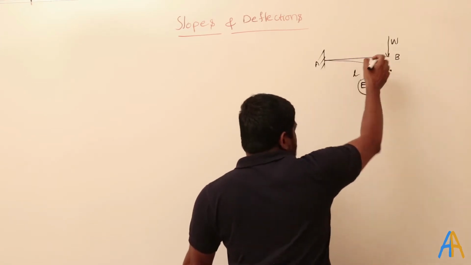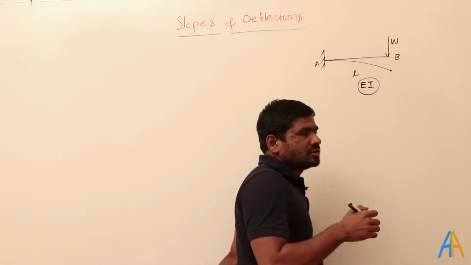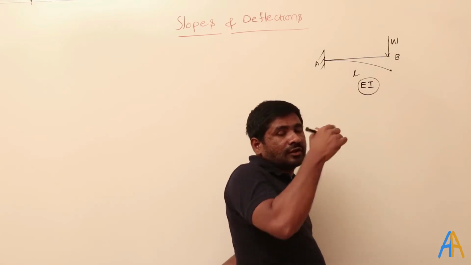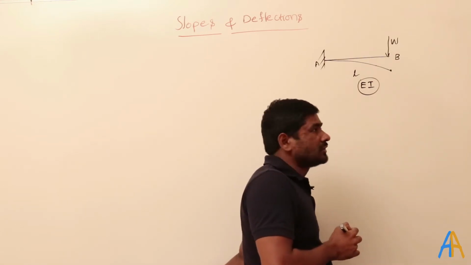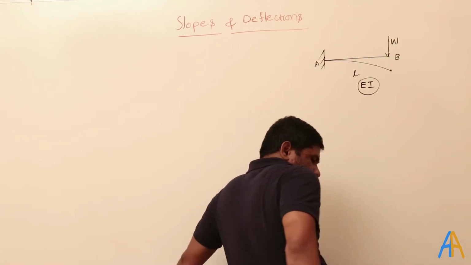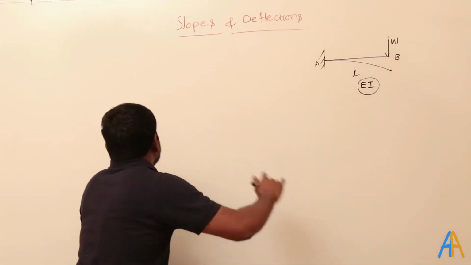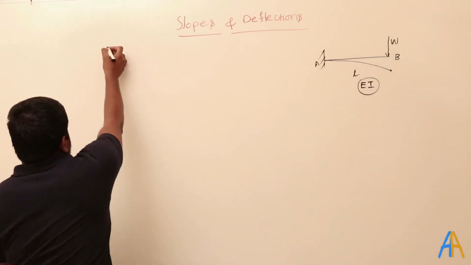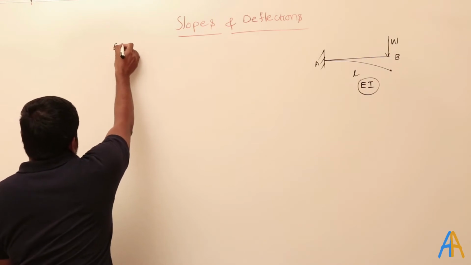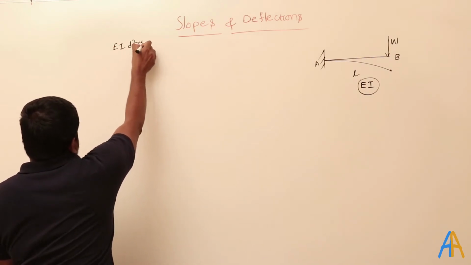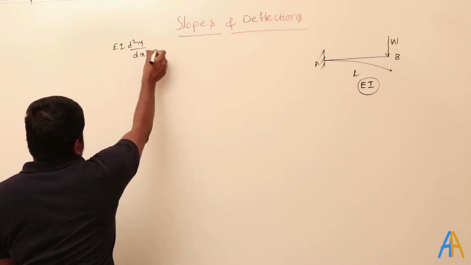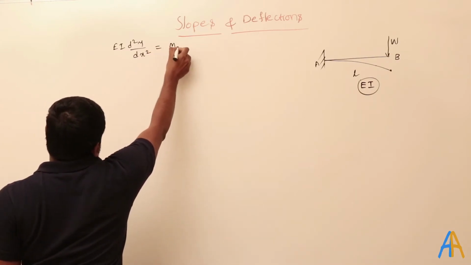If the cross section is not changing throughout the section, then we will use I directly. If it is changing, then you need to substitute the I value also in the differentiation. So here, what is the equation? The equation is EI d square y divided by dx square equal to Mx.